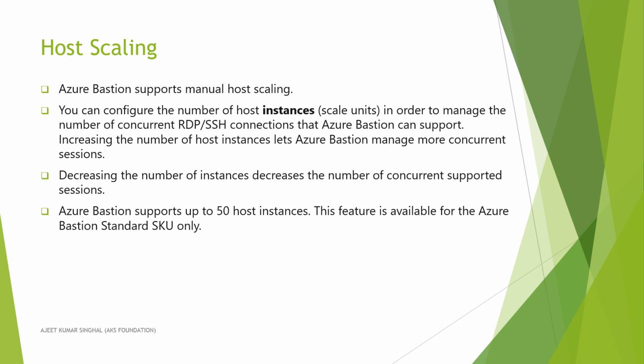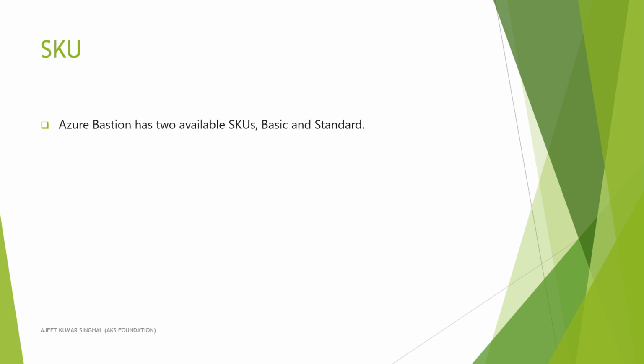Right. Next one is host scaling. Azure Bastion supports manual host scaling. You can configure the number of host instances in order to manage the number of concurrent RDP or SSH sessions that Azure Bastion can support. Increasing the number of host instances lets Azure Bastion manage more concurrent sessions. Decreasing the number of instances decreases the number of concurrent supported sessions. Azure Bastion supports up to 50 host instances. This feature is available for the Azure Bastion Standard SKU only.